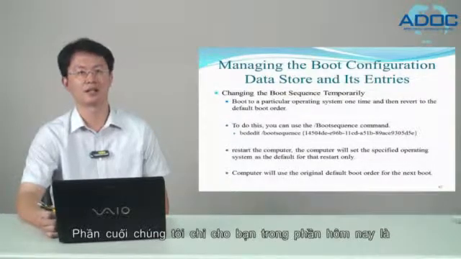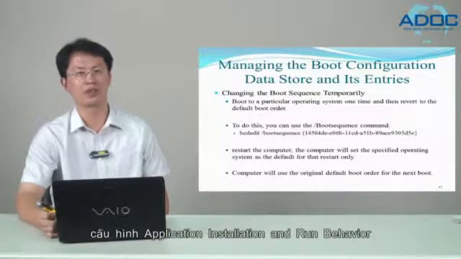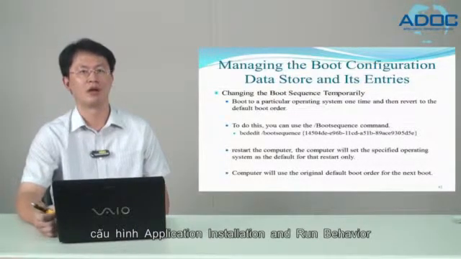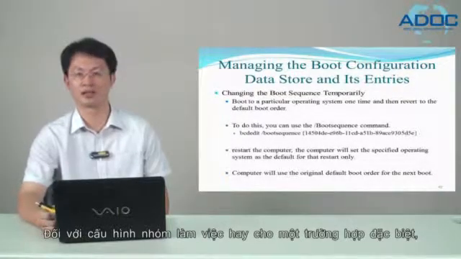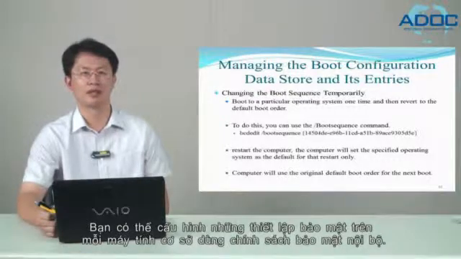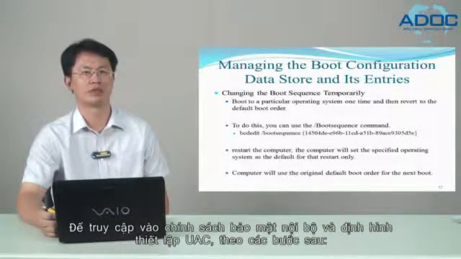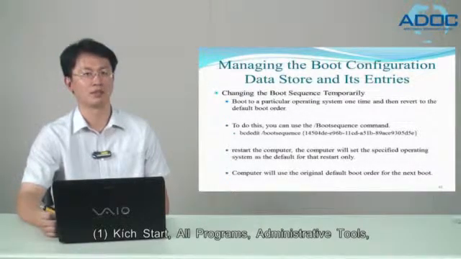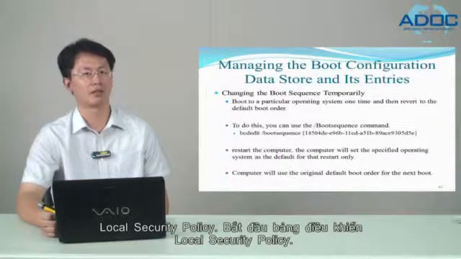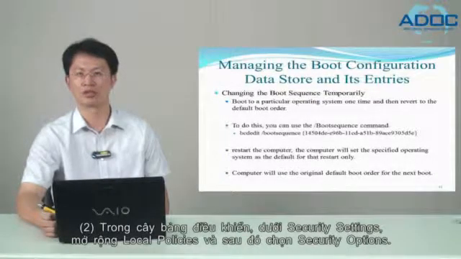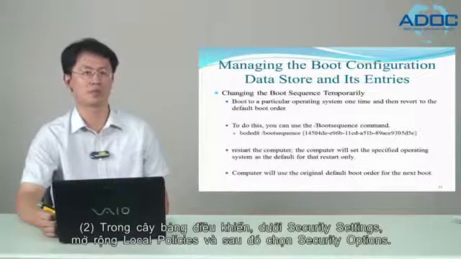The last part we show you for today's section is configuring application installation and run behavior. For workgroup configurations or for a special case, you can configure these security settings on a per-computer basis using local security policy. To access local security policy and configure UAC settings, follow these steps. First, click Start, All Programs, Administrative Tools, Local Security Policy. This starts the Local Security Policy console. Second, in the console tree, under Security Settings, expand Local Policies and then select Security Options.